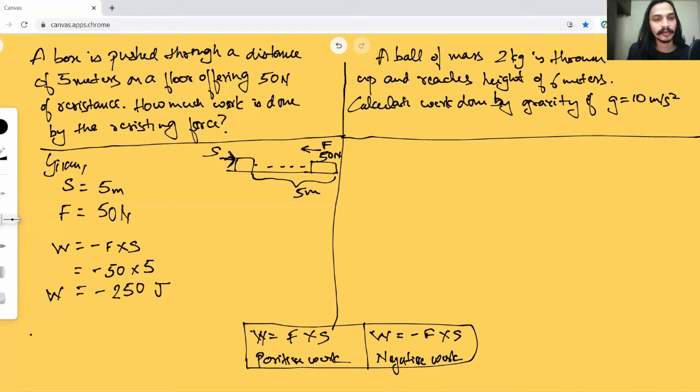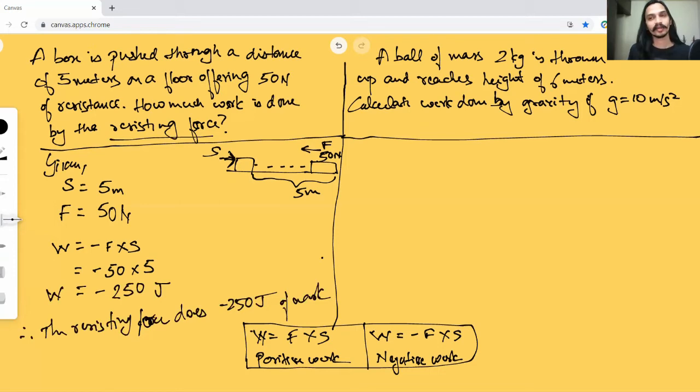So we can say therefore the resisting force. Since they asked specifically for resisting force by that name, they didn't say friction, I'm using the same name, resisting force. That's how you conclude your sum. Therefore, the resisting force does, not offers, does minus 250 joules of work. I'm going to write it like that and we'll finish the sum.